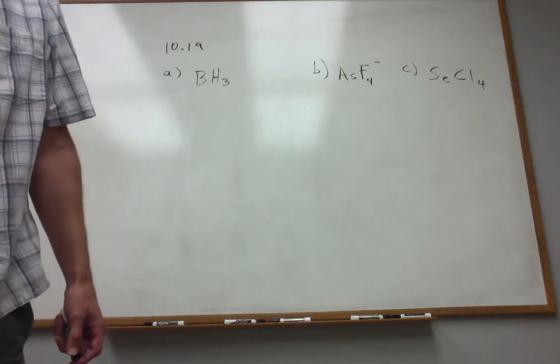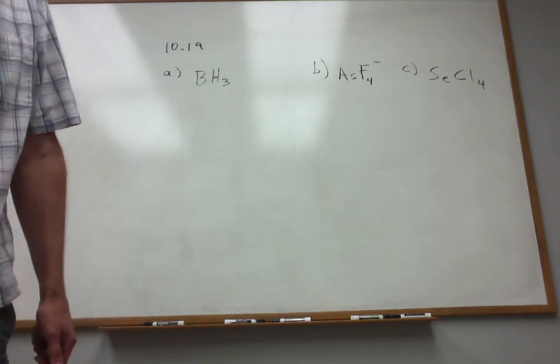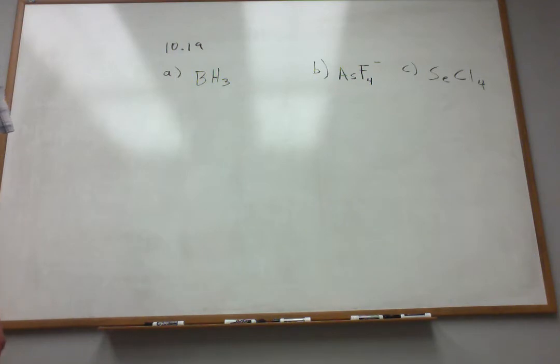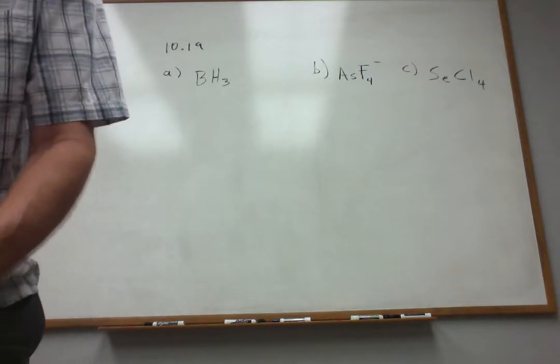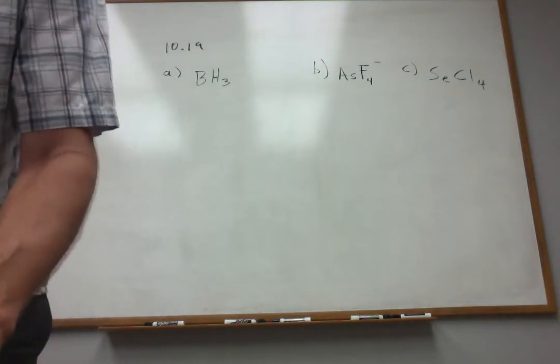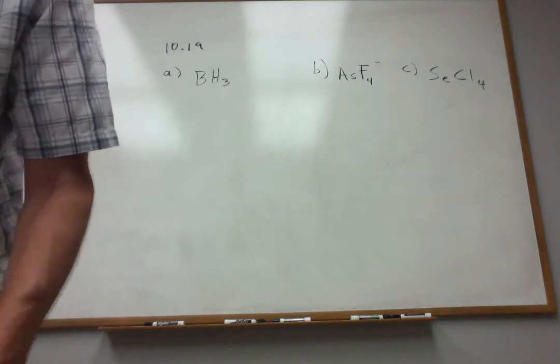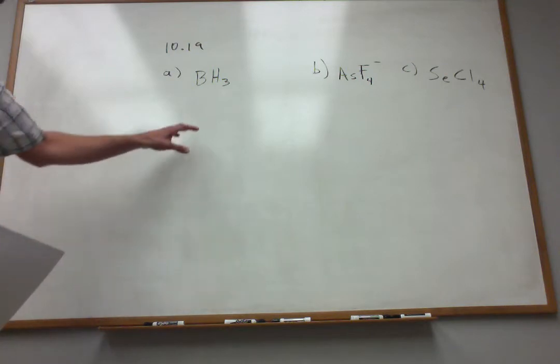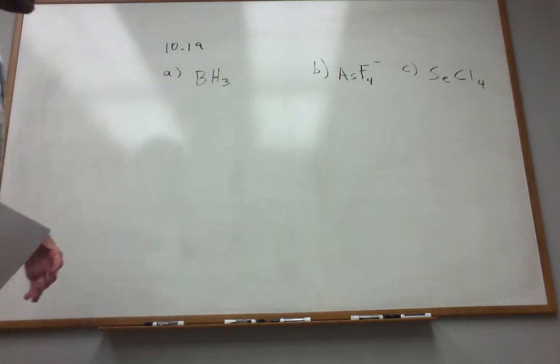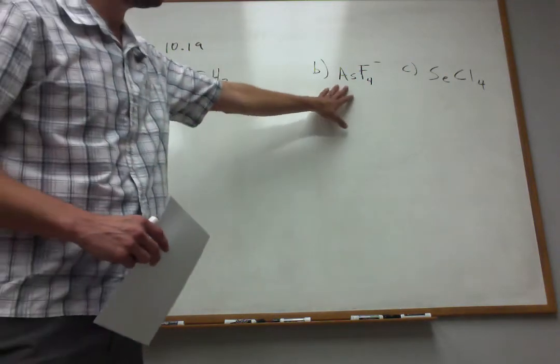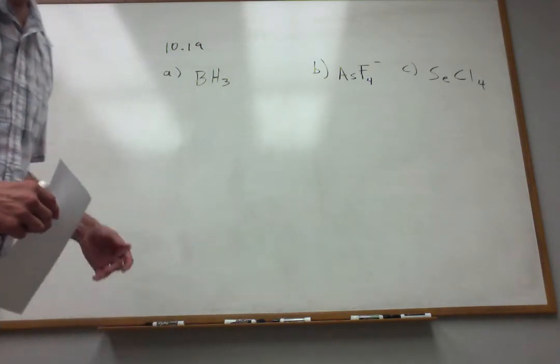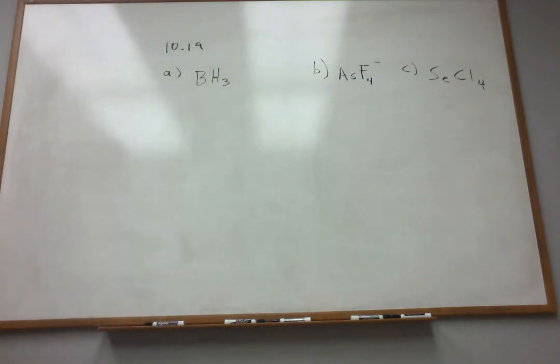Okay, let's work problem 10.19. The question reads, there are 3 species in this list, A, B, and C, that do not obey the octet rule. We're supposed to draw a Lewis structure for each of the compounds and state the type of octet rule exception. The compounds which are listed are shown A, B, and C. You should know choice B is actually an anion. It's a negatively charged ion.